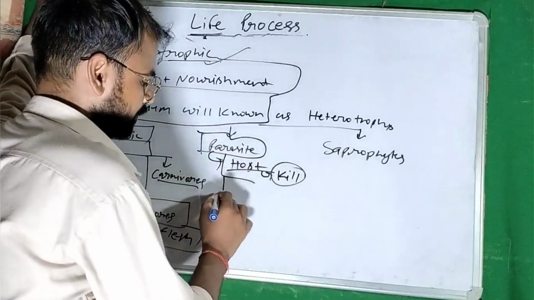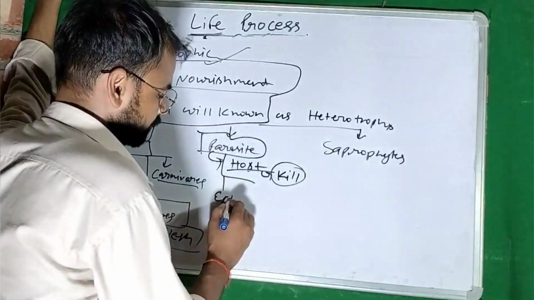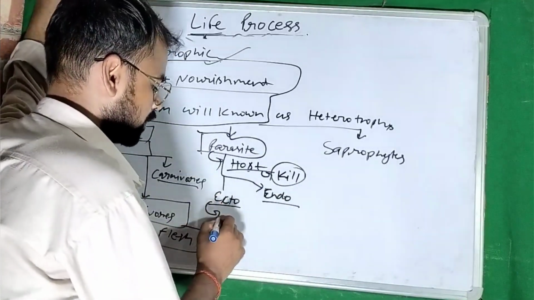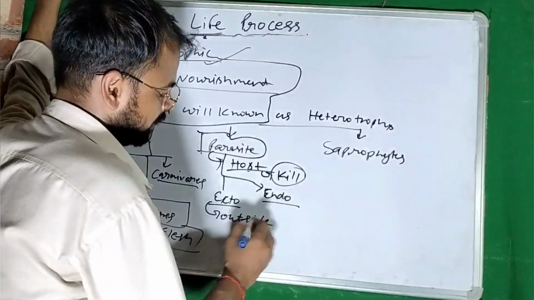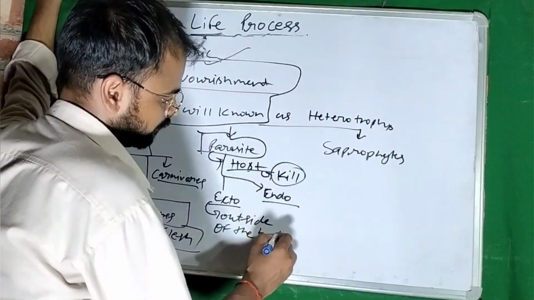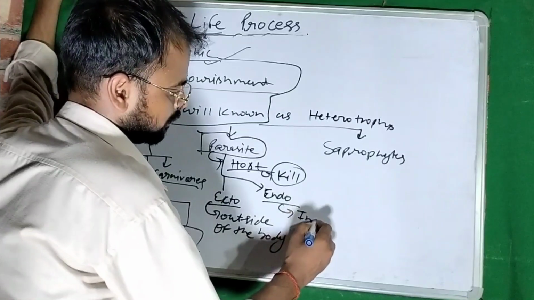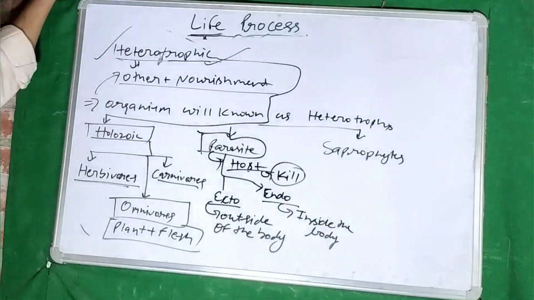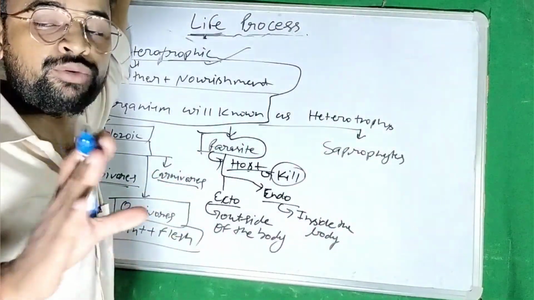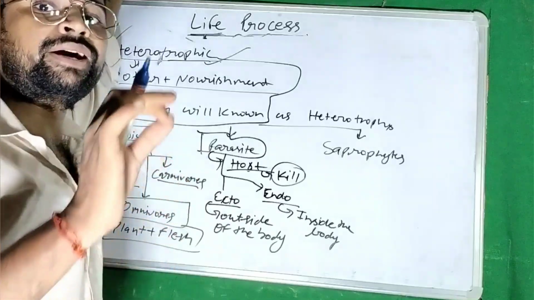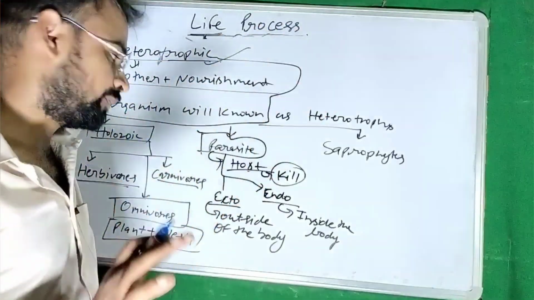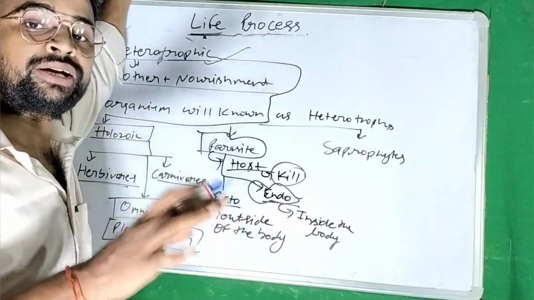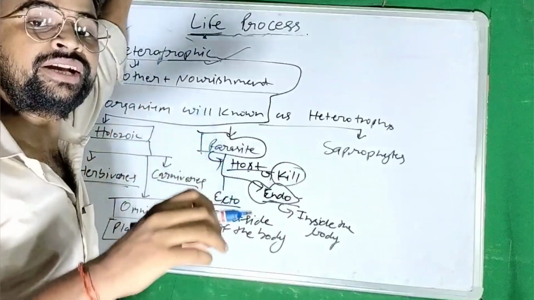Parasites are of two types. Number one is ectoparasite, number two is endoparasite. Ecto means outside of the body, and endo means inside the body. Ectoparasites obtain their food from their host, but they only live on the body surface. Endoparasites obtain their nutrients from their host by living inside the host body.